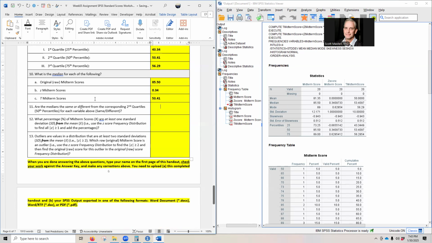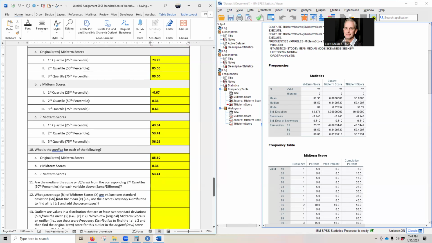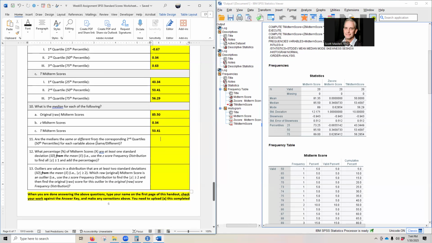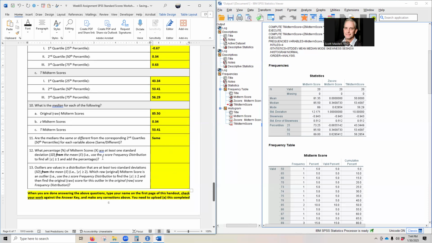Are the medians the same or different from the corresponding second quartiles, that is the 50th percentiles? I don't know. Let's go see. So was the second quartile or 50th percentile for the raw scores 85.5, 85.5? Yep, same number. How about for Z's, 0.34, 0.34? And for T's, 53.41, 53.41. They are indeed the same. So that is just reinforcing the fact that the median is the score that is at the 50th percentile. It divides the distribution into 50-50.